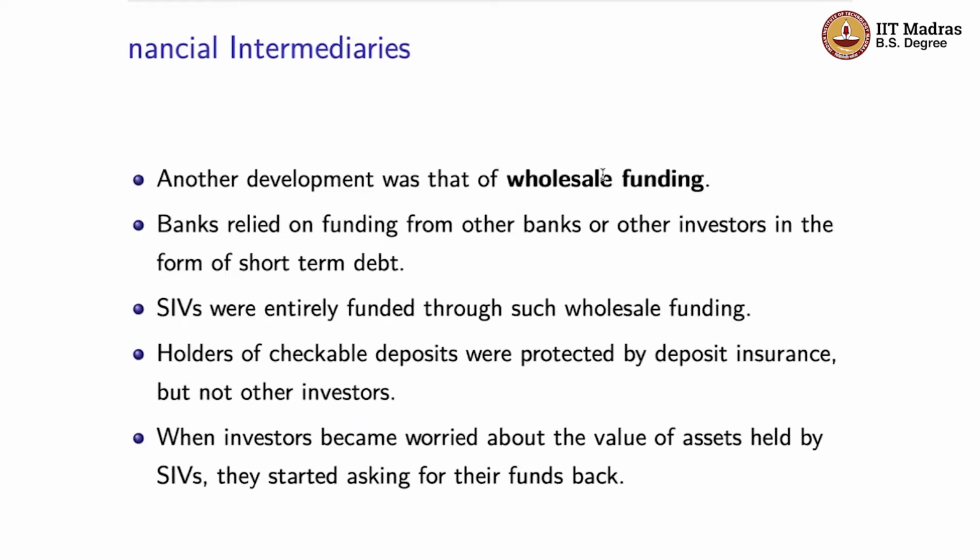The problem was the people who had invested in SIVs were not protected by any such insurance scheme, right? So they feared that if these SIVs declared bankruptcy, all the money that they had lent to these SIVs, they would be getting none of this money back, right? So they started becoming concerned about whether the SIVs would be able to pay it back or not. So that resulted in them not being willing to extend any further loans to these SIVs, right? So in fact, they started asking for their money back, right?